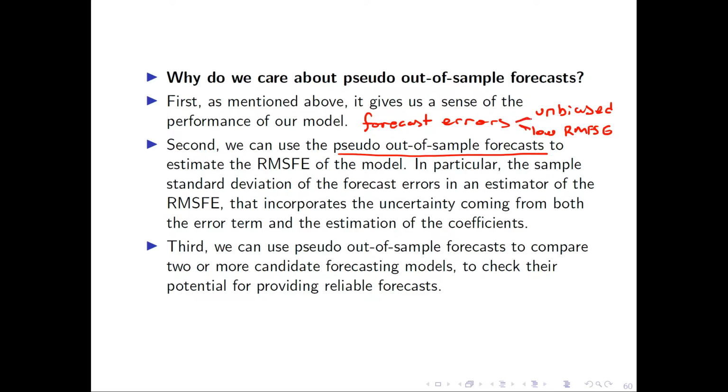And what's good about this use of out-of-sample forecast is that the out-of-sample forecasts incorporate the forecast error of the model, the population model, plus the estimation error of your model. So you can compare different models with forecast errors to check which model would provide a better forecast out-of-sample.